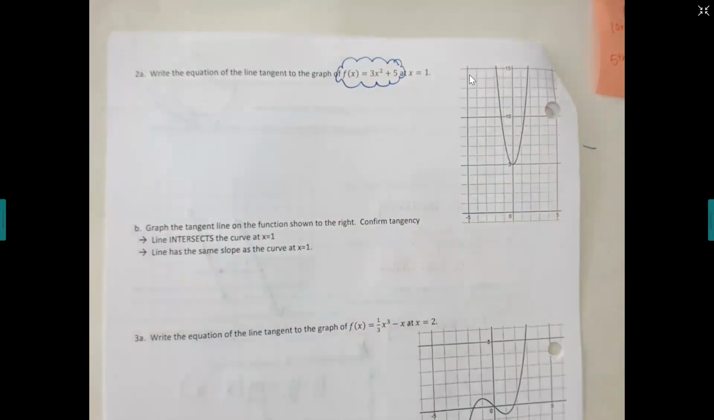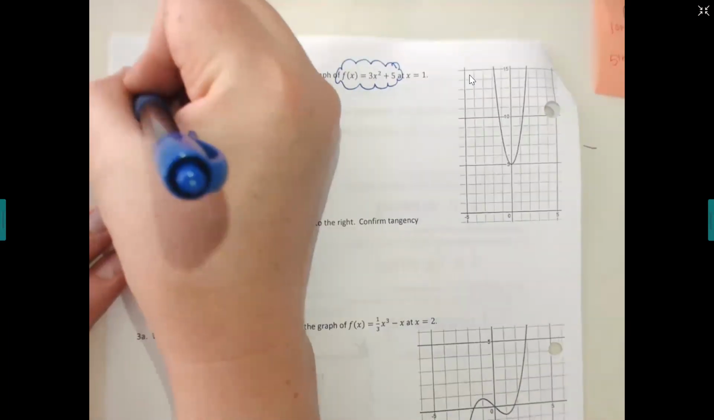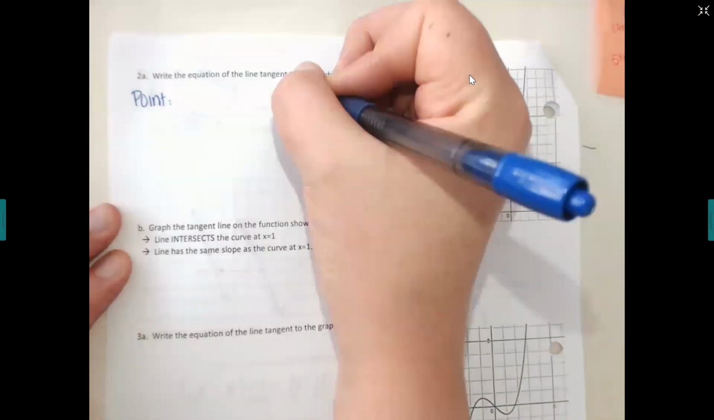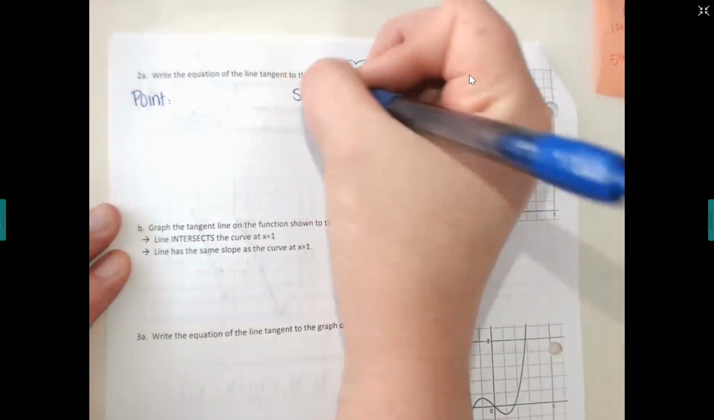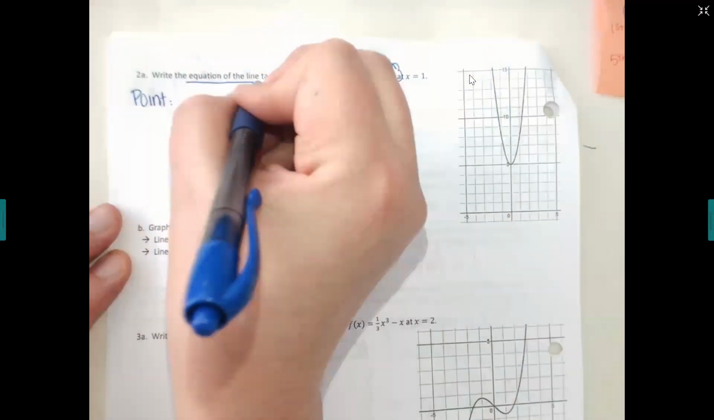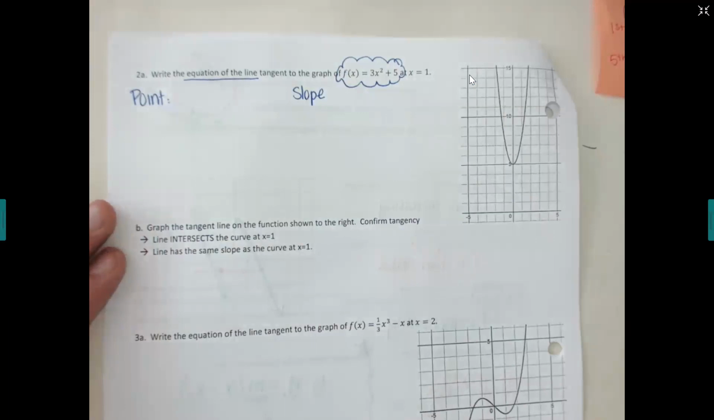You always need the same 2 ingredients. What do I need for the equation of a line? I need a point and a slope. Very good. So I'm going to do the point first. Then I'm going to come back and do the slope second. Anytime it says equation of a line, those are your 2 pieces.